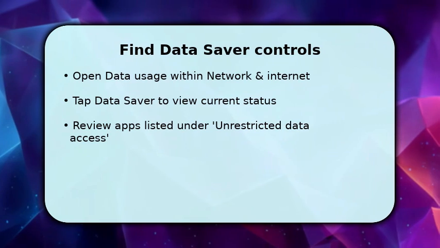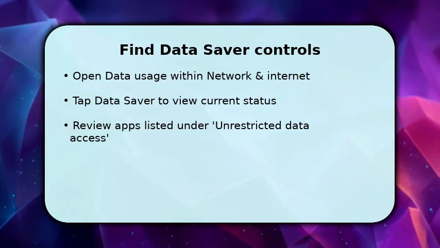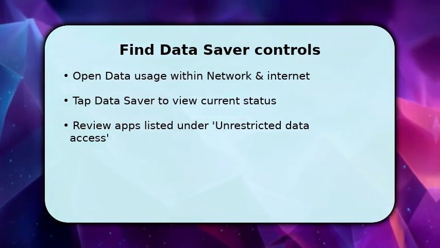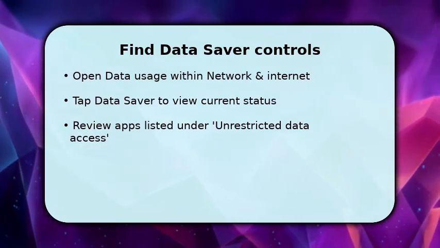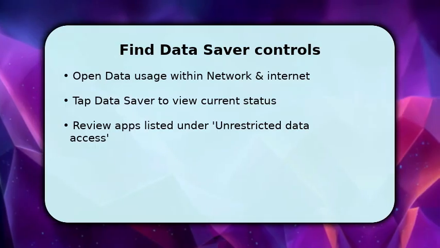Now you'll navigate to data usage and then tap Data Saver to reveal the current setting. You want to see whether it's on or off. If it's on, you'll also see which apps have unrestricted data. Those keep running in the background.